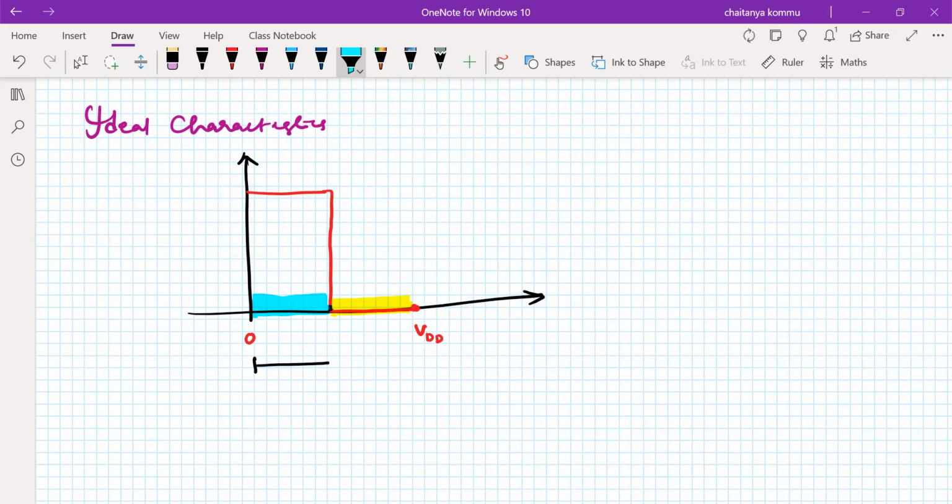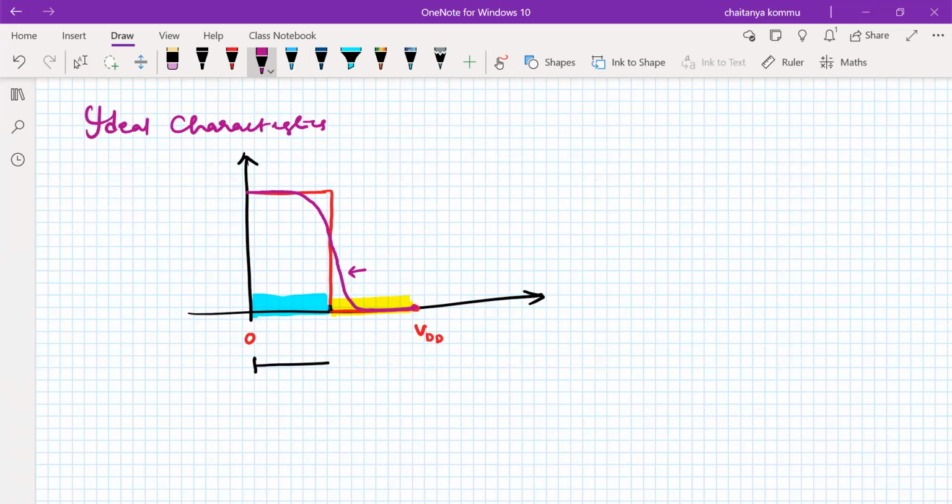But actually it deviates from that. How is it deviated? It is available up to this point and reaches to this point, something like this. So it is not identical to the ideal characteristics. There are some deviations because we cannot find idealities in MOS transistors. Therefore, it will be there in that way.